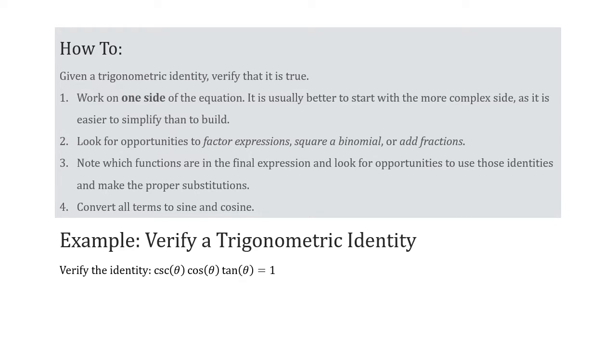Then I'm going to convert everything that I see in terms of sine and cosine. So the cosecant of theta is going to become 1 over the sine of theta. And the cosine of theta is already a cosine. And the tangent becomes the sine of theta over the cosine of theta. And I want to prove that that equals 1. So the question is, does it? Well, that cosine that was in the middle is over 1, isn't it?